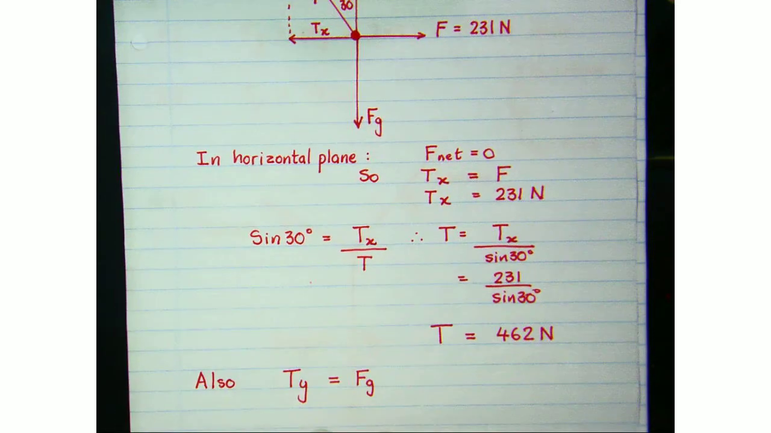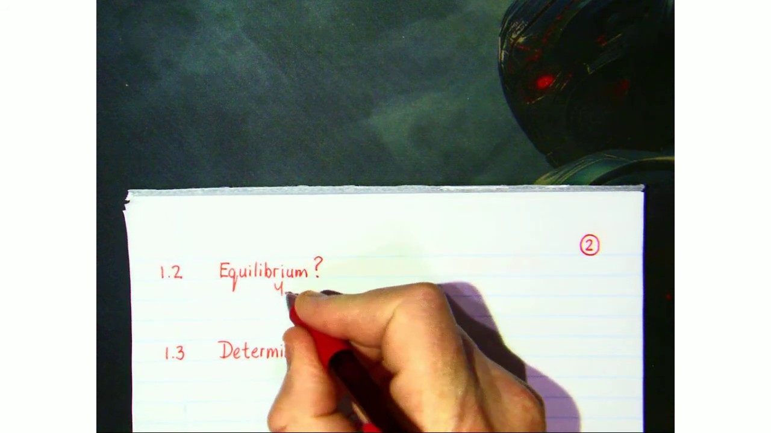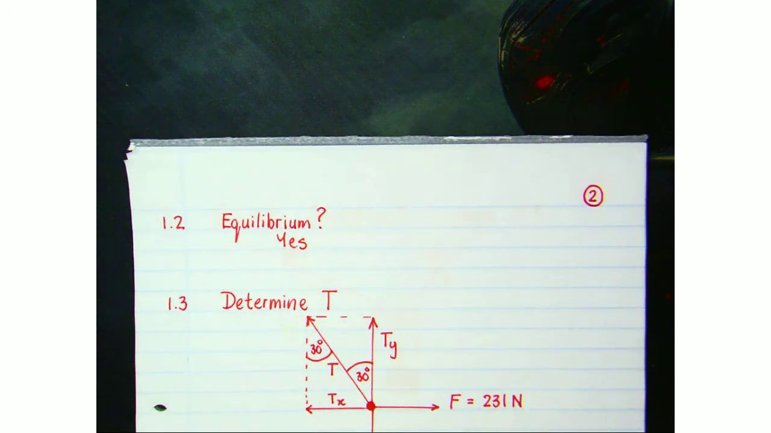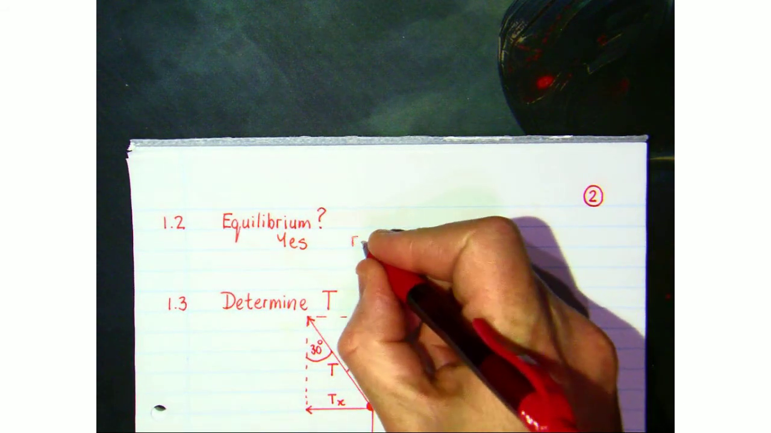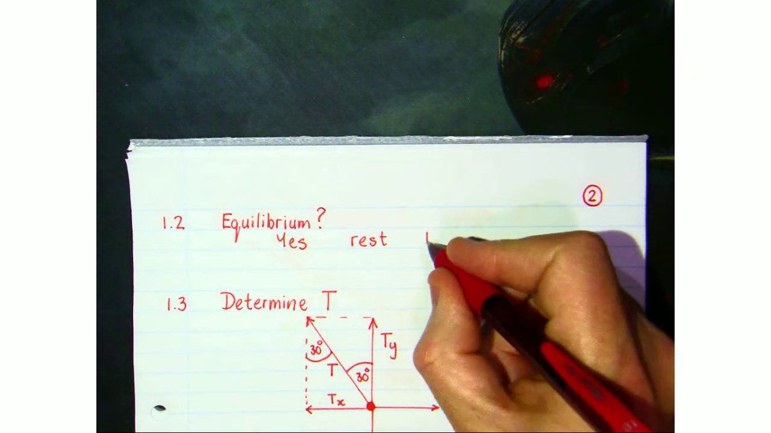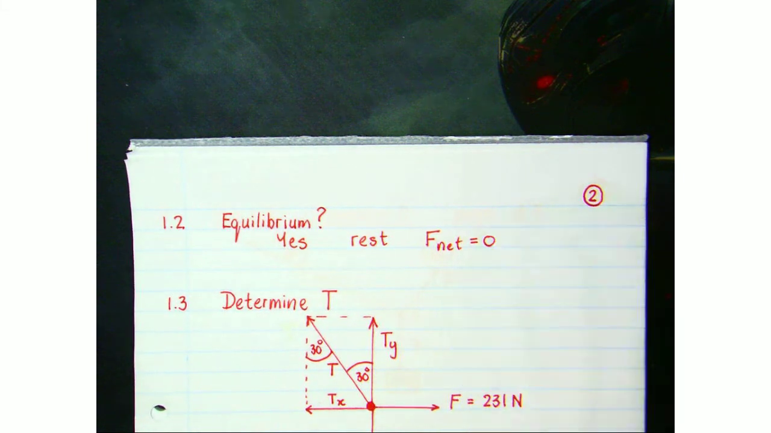The second question asks whether the forces acting on the mass are in equilibrium. And the answer there would be yes. And then you need to explain, and your explanation would be to say that the object is at rest and remains at rest. And if that's the case, then the net force acting on it is 0, which means that the forces are in equilibrium.